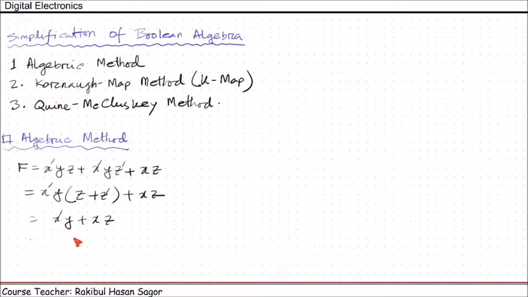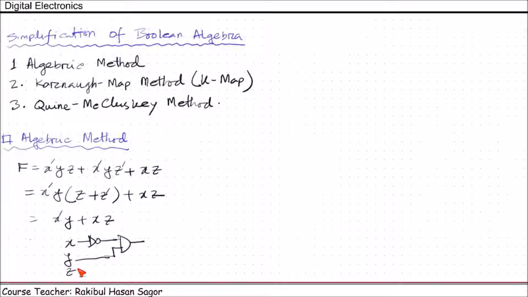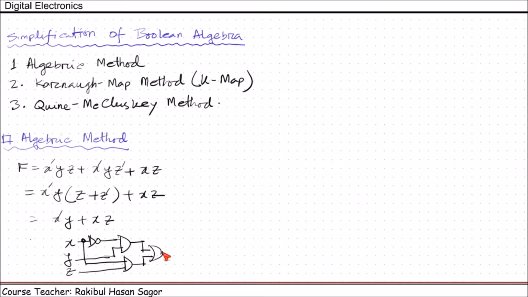So the expression is reduced to only two terms and can be implemented with gates. Let me show you the implementation. We have x, y, z. It's x prime. We'll get x prime here. Y. X prime y will be ANDed, and xz will be ANDed, and finally the outputs will be ORed together and we'll get the function f.